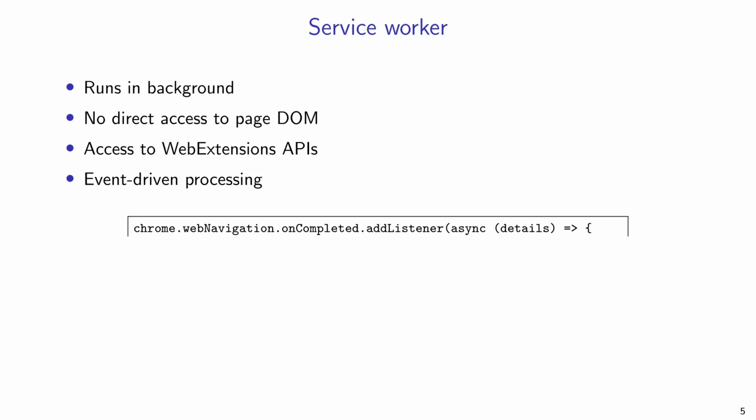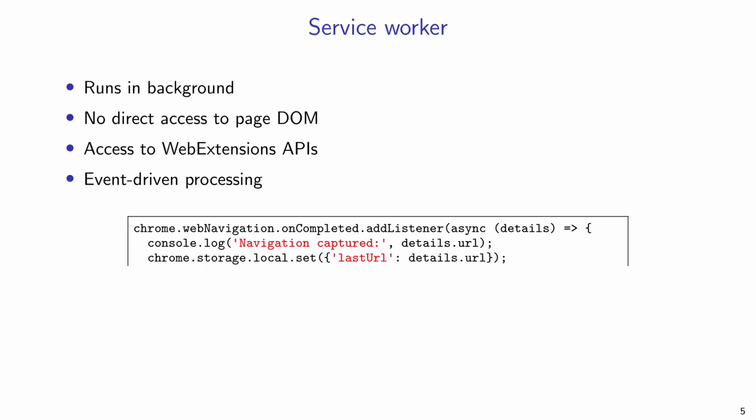Here, it listens for the webNavigation onCompleted event and receives the details object when it is triggered. Note that in Chromium, the web extension's APIs are located under the chrome namespace. Once a navigation event is received, we log the URL to which the user navigated. We also store the last URL in the browser storage.